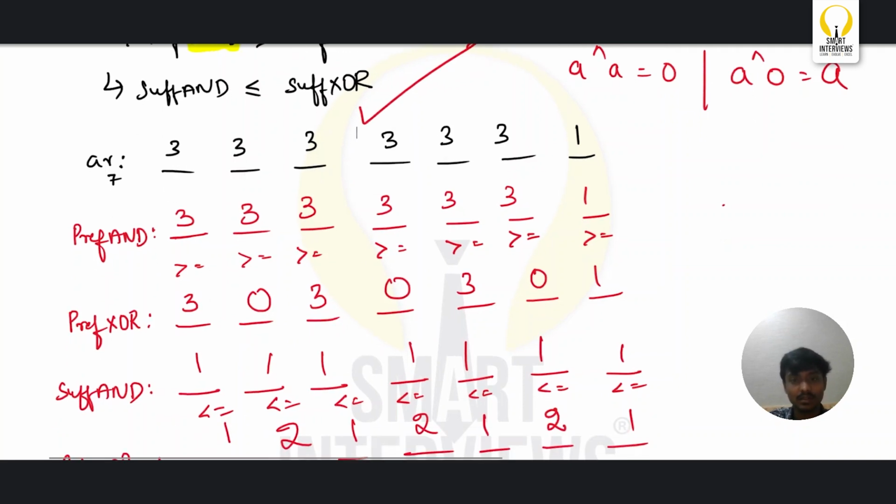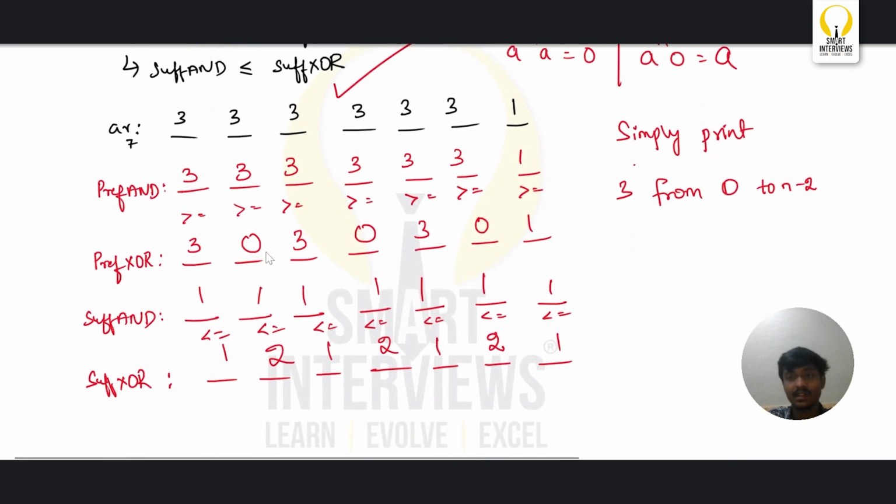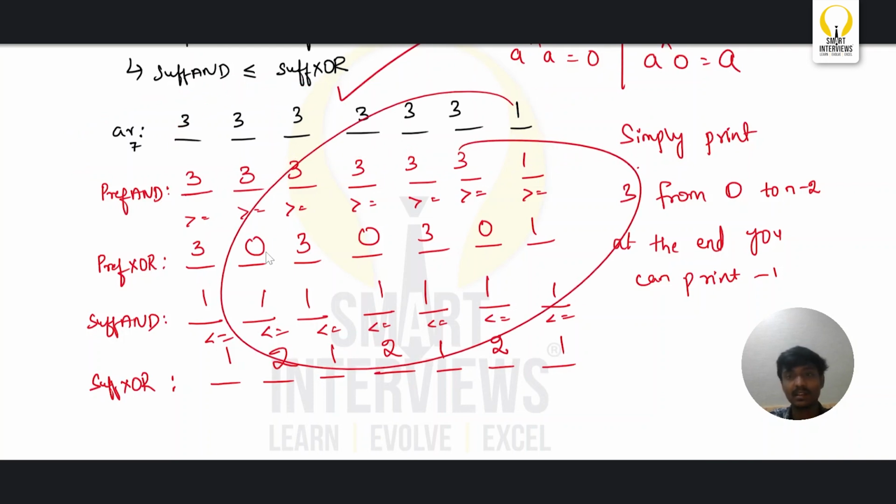So with this, what did you understand? I can simply print 3 from 0 to n minus 2th index, and at the end, you can print 1. And this is not the only combination. You can have multiple ways of doing this. Try to take different values and dry run the logic, like how we did here.